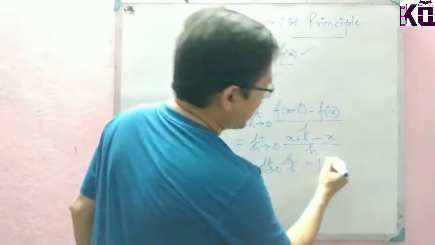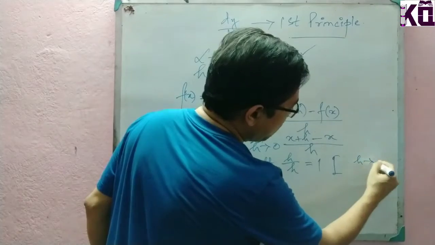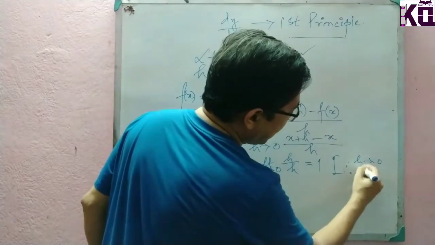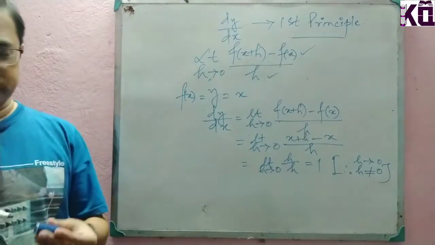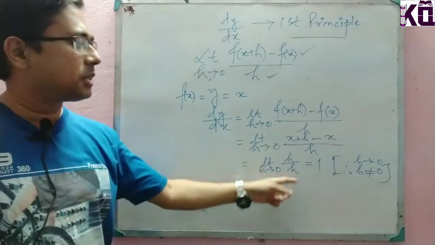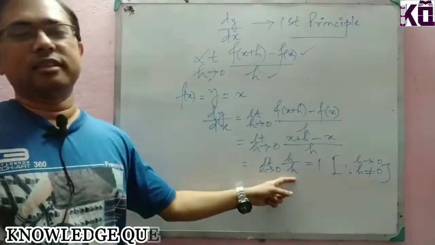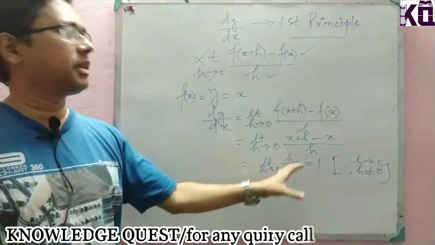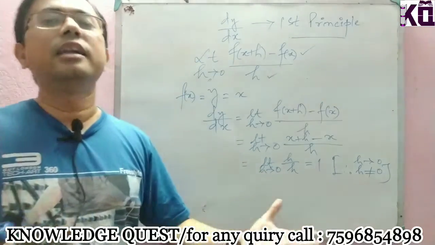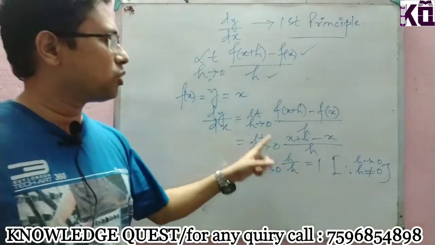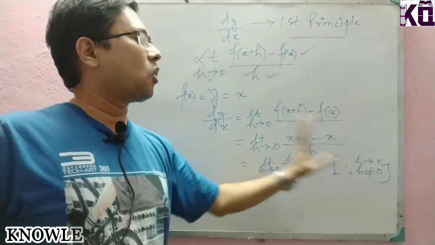Here we must write h tends to 0, therefore h must not be equal to 0. That is a very important term. When h tends to 0, this particular term should not be equal to 0, because if the denominator equals 0, then it becomes an undefined term. So this should not be undefined, so we take h tends to 0 but h not equal to 0.